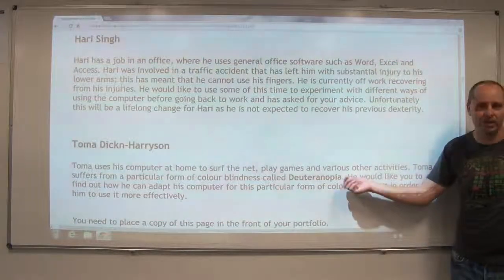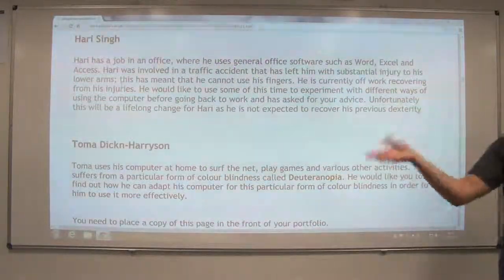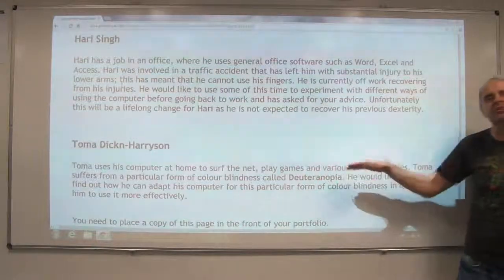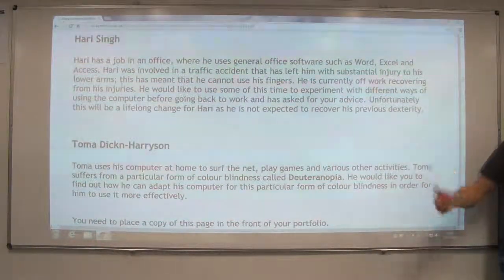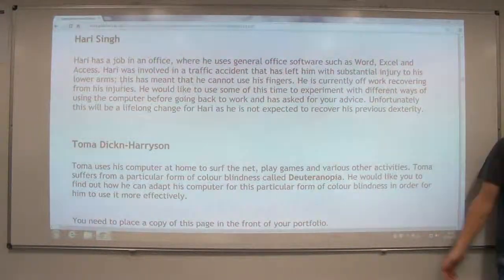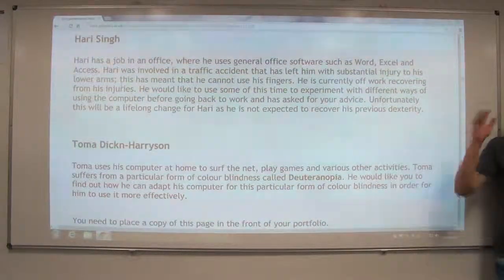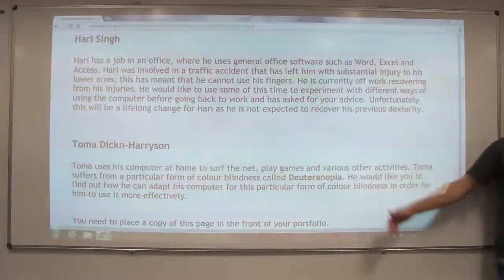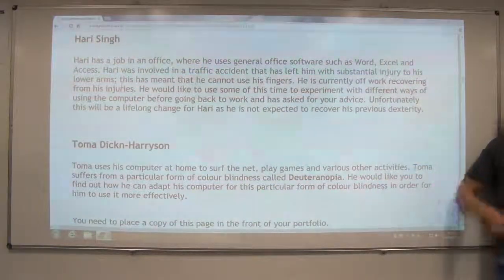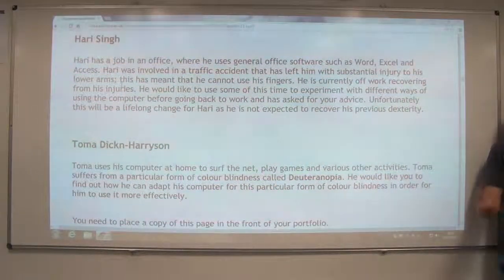Now he doesn't work in an office or anything like that. We don't know what his job is, we don't care. He wants to be able to use the computer to go on the internet and play games. So it's what specific issues he's going to have accessing content, and he's at a content problem when people haven't thought about colour blindness. The most common one, anyone know what it is? The colour blindness, the most common one there is.